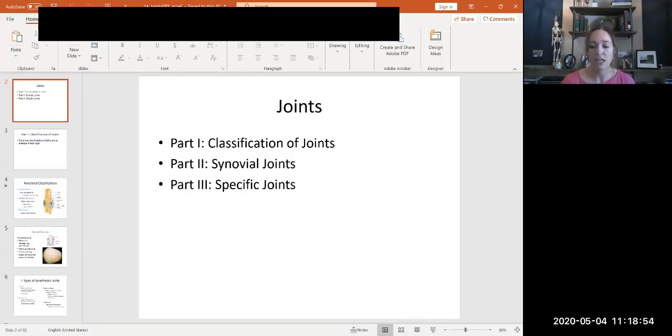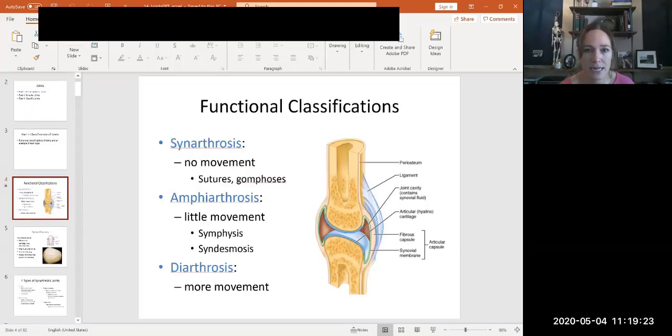Then we have another classification that offers slight movement, a little give. We'll find those between our radius and ulna and our tibia and fibula, or our symphysis pubis, where there's some movement but not a lot. That's another type. And then we finally get to the classification of joints that are freely movable, which most people think is the only definition for joints, but that's the synovial joint. So I want you to be aware that there are three distinct classifications of joints. A synarthritic joint is one that has no movement. It's like the sutures in the skull.